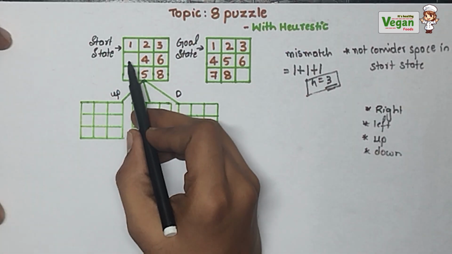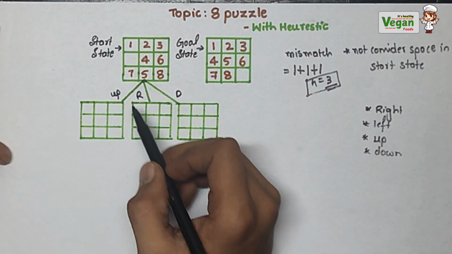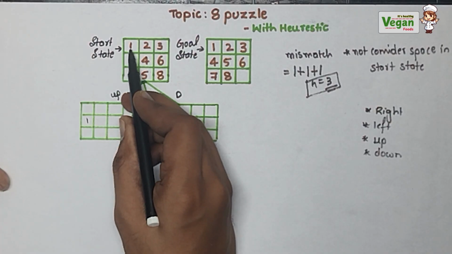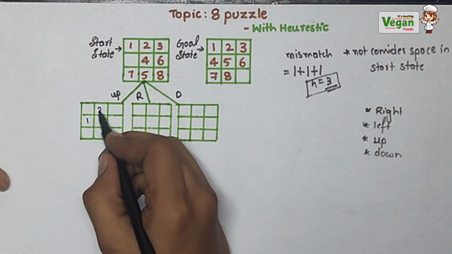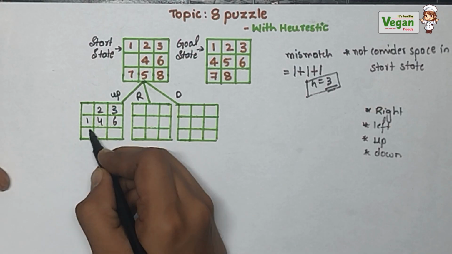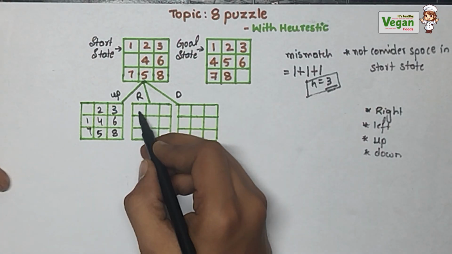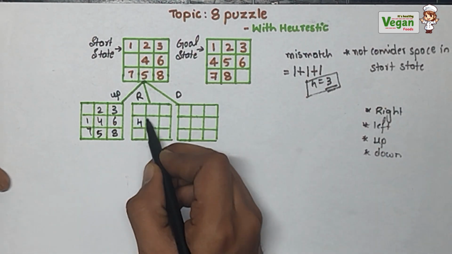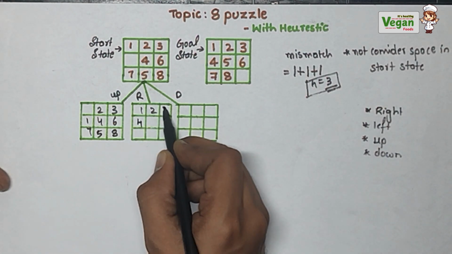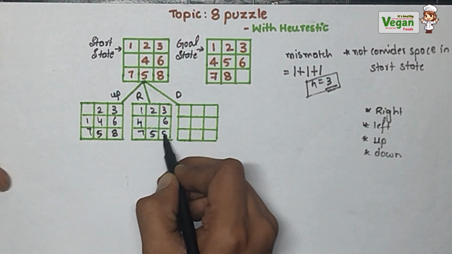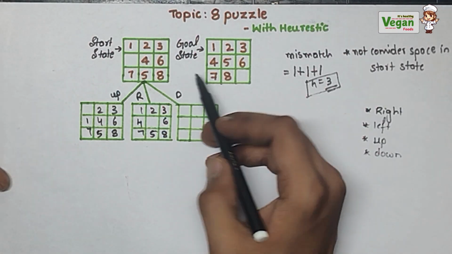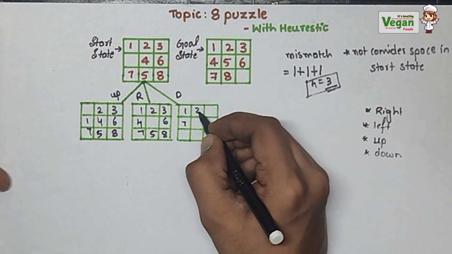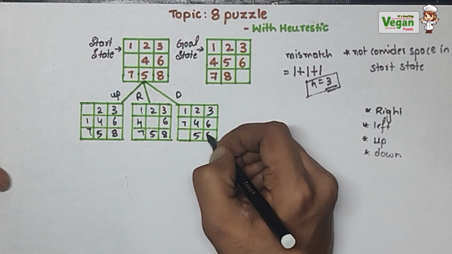Now if the space moves upside, 1 will come to the place of space and space will go to 1's place. All other elements will be the same: 2, 3, 4, 6, 7, 5, 8. Next it will move to the right, that means 4 and space will be swapped. So 4 will come here, space will come here. All other elements will be the same. Next, again it can move downside. Downside means 7 will be replaced by the space. So 1, 2, 3, 4, 6, 5, 8.